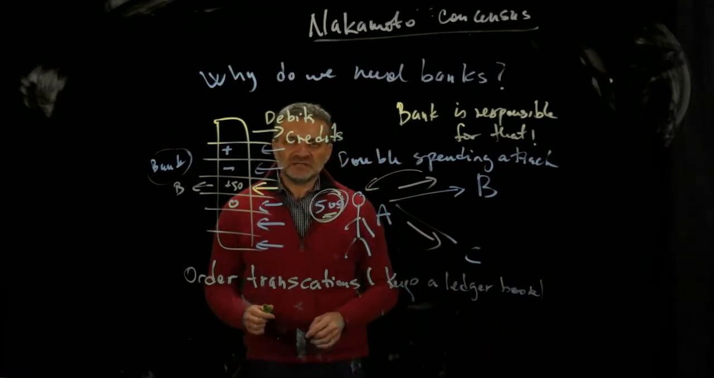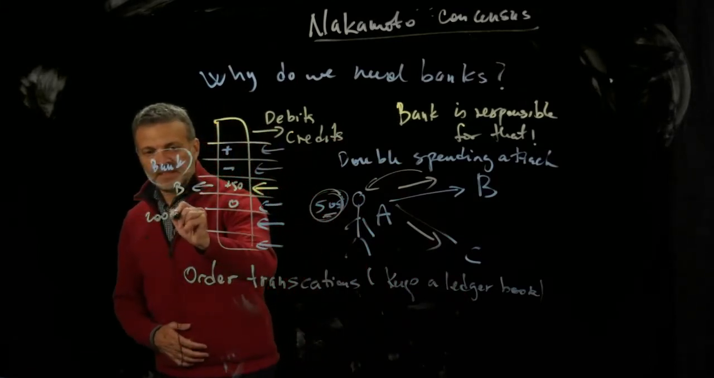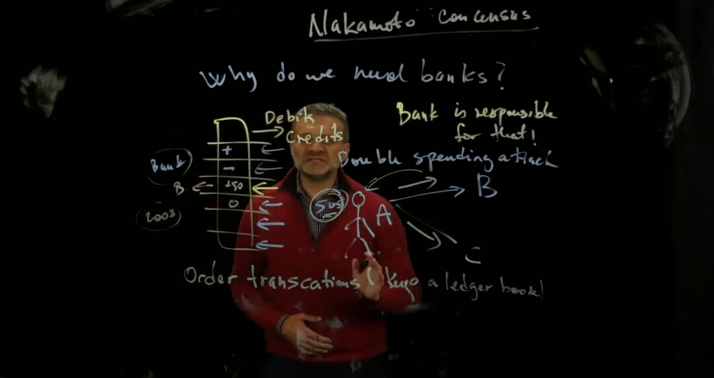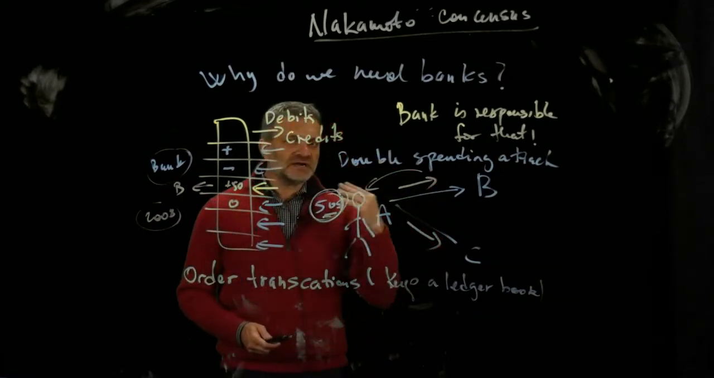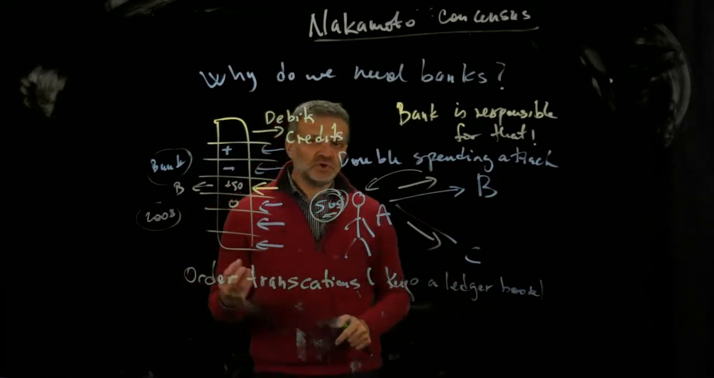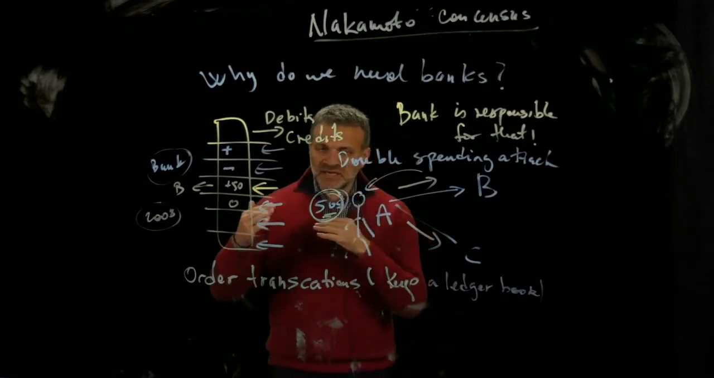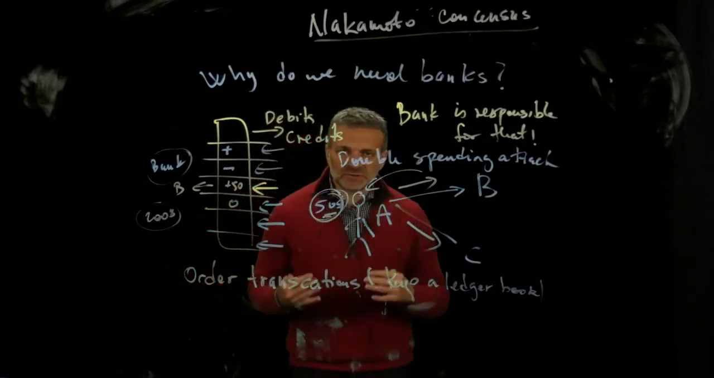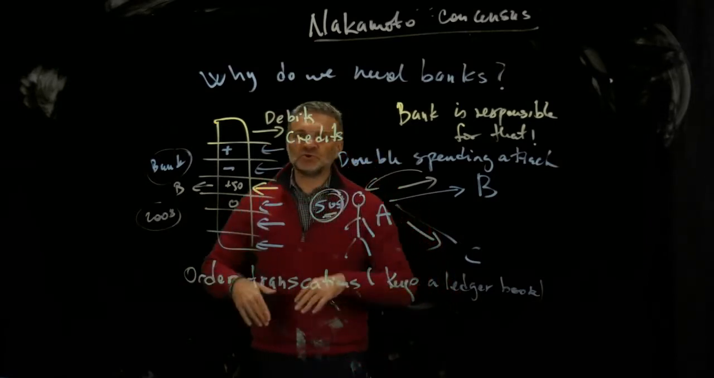That's the main role of the bank. Now, Satoshi came after 2008, and he decided that he doesn't trust the banks because the banks, in his opinion, created the crisis. And because, in his opinion, the frictions of a payment system through the bank are too complicated or too long.